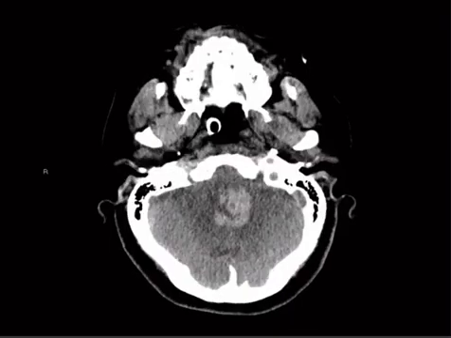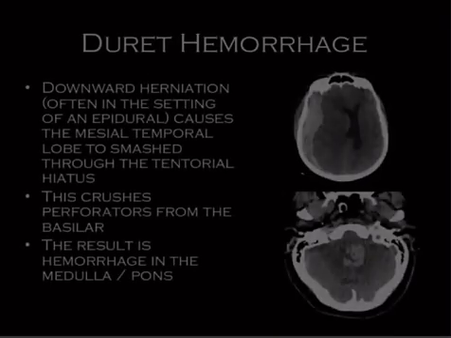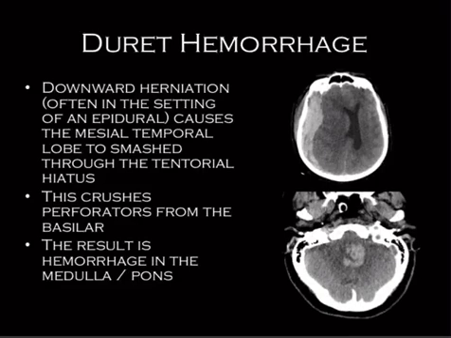So you may remember that this is a Duret hemorrhage. Basically what's going on is you've got herniation, often in the setting of an epidural, that's causing the mesial temporal lobe to herniate downwardly through the tentorial hiatus. Now when that happens, it crushes those basilar perforators and results in hemorrhage of the medulla and pons. So it's sort of a secondary hemorrhage that's occurring in the setting of a herniation syndrome. And it's named, and it sort of sounds French, right? So that makes it high yield.